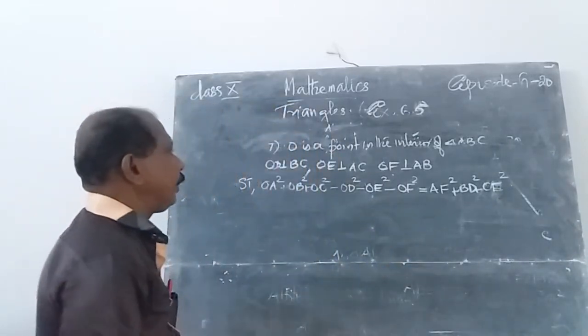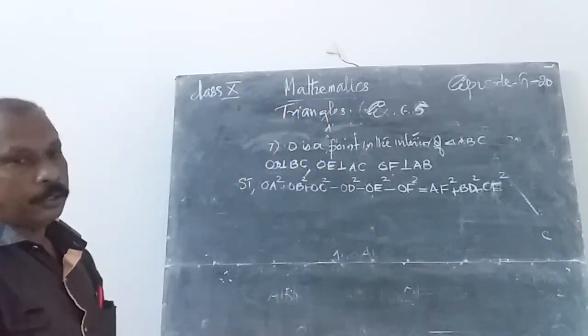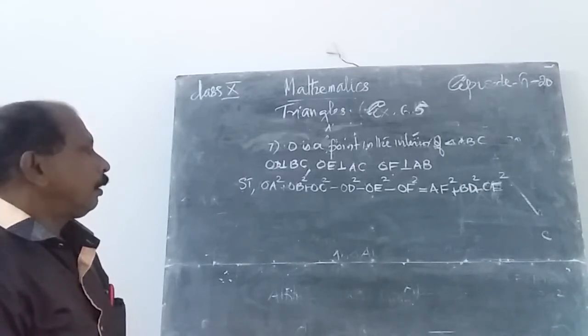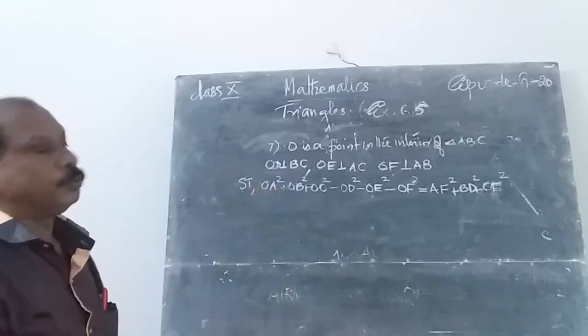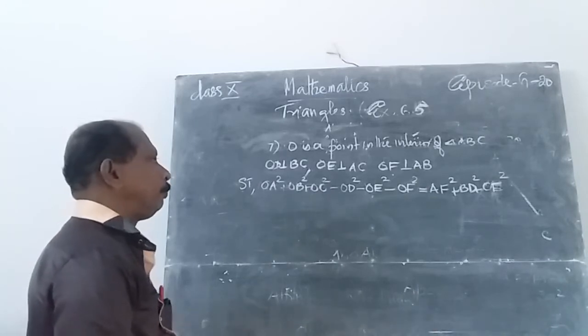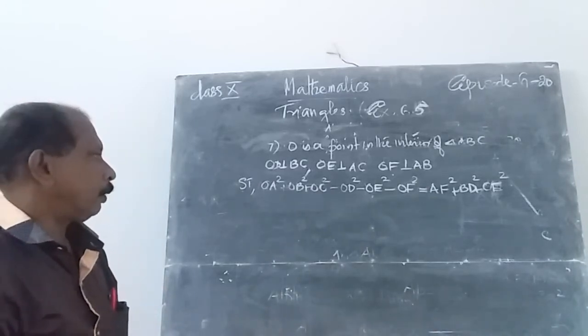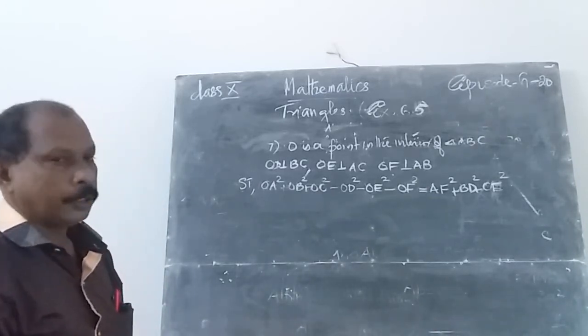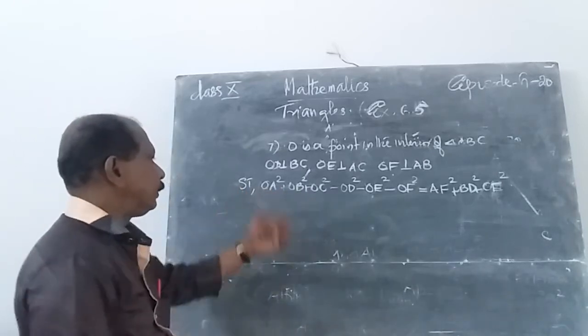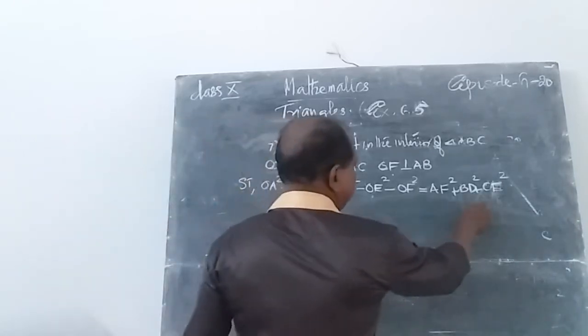Listen, O is a point in the interior of the triangle, and there are three perpendiculars to the sides, that is OD perpendicular to BC, OE perpendicular to AC, and OF perpendicular to AB. Prove this result.